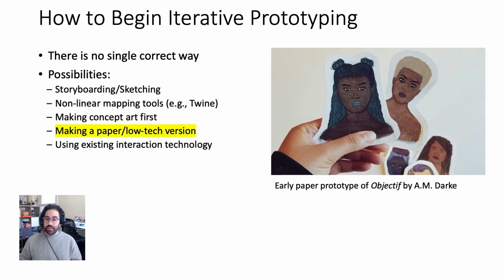You also have the option of making a physical, maybe it's paper or some other low-tech approach version of your game. Here on the right is an early paper prototype of the game Objectif by AM Dark, which is a sort of comparative, almost apples to apples style game that's dealing with different faces and skin tones and hair types.